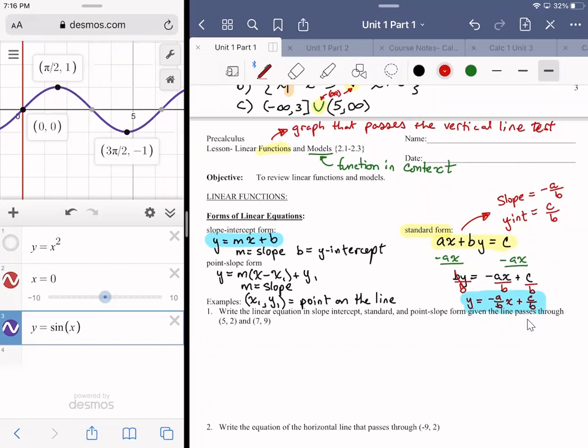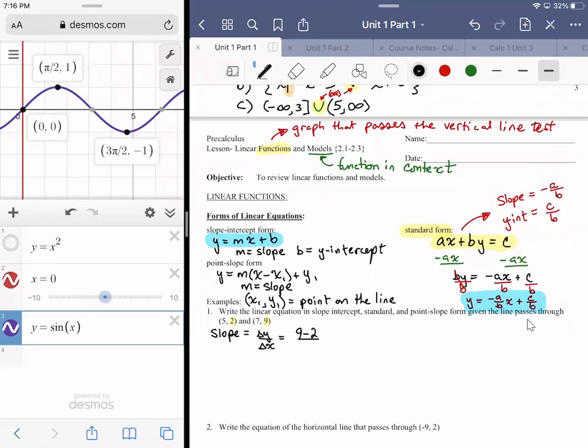So the example: write the linear equation in slope-intercept, standard, and point-slope form, given the line passes through (5, 2) and (7, 9). First I would compute the slope, which is change in y over change in x. The order doesn't matter as long as you're consistent. So I'm going to take the 9 and subtract from it the 2. And then correspondingly, I'm going to take the 7 and subtract from it the 5.